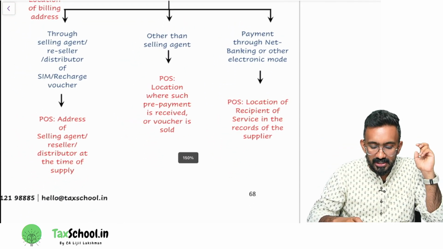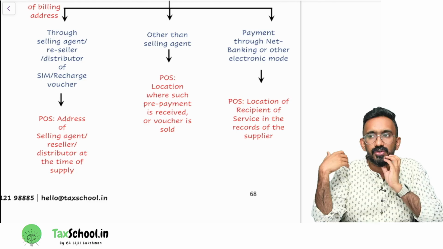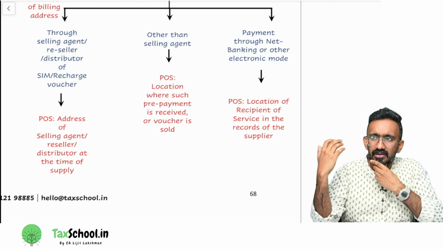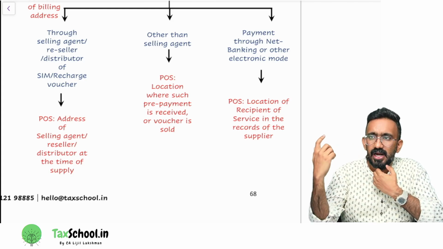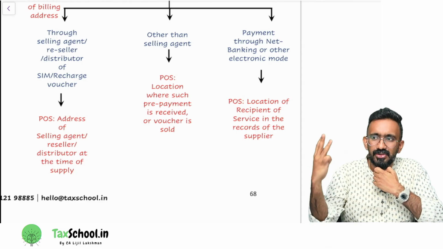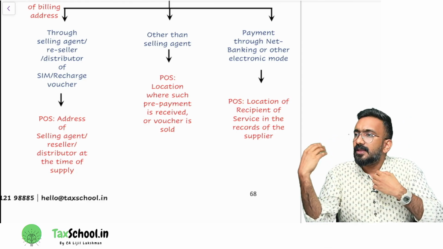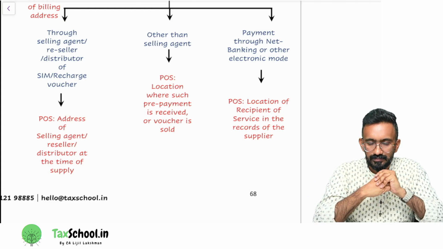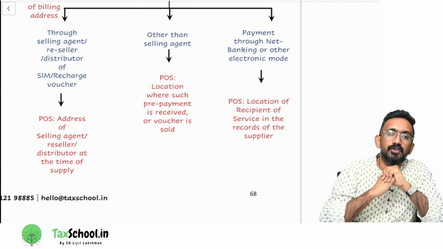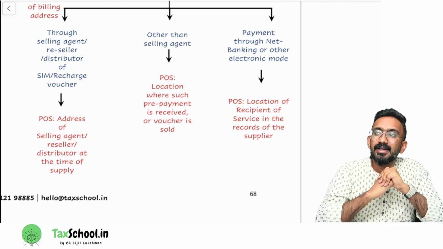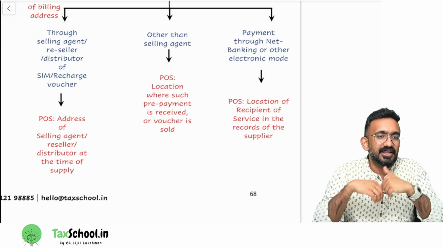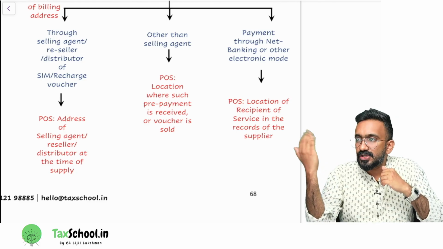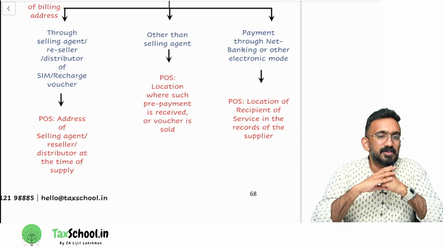So for all the three recharge methods, they have fixed the place of supply. They said, if you're doing recharge through a selling agent, reseller, distributor of SIM or recharge voucher, place of supply would be the address of the selling agent, reseller, distributor at the time of supply. If it is other than a selling agent, then place of supply would be the location where such prepayment is received or voucher is sold. I'm buying a voucher, then where did I get the voucher from? If I'm doing online recharge, it will be the location of the recipient as per the records of the supplier.